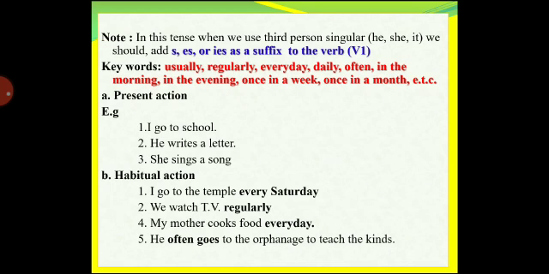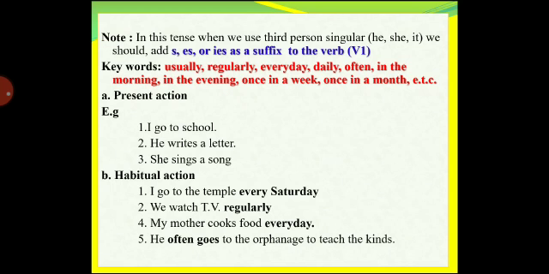Now, in how many ways can this simple present tense be used? It is given here. Present action: I go to college. He writes a letter. She sings a song. Third person singular. Habitual action: I go to the temple every Saturday. Habitual action. Second sentence: We watch TV regularly. My mother cooks food every day. Habitual action. And he often goes to the orphanage to teach the kids.